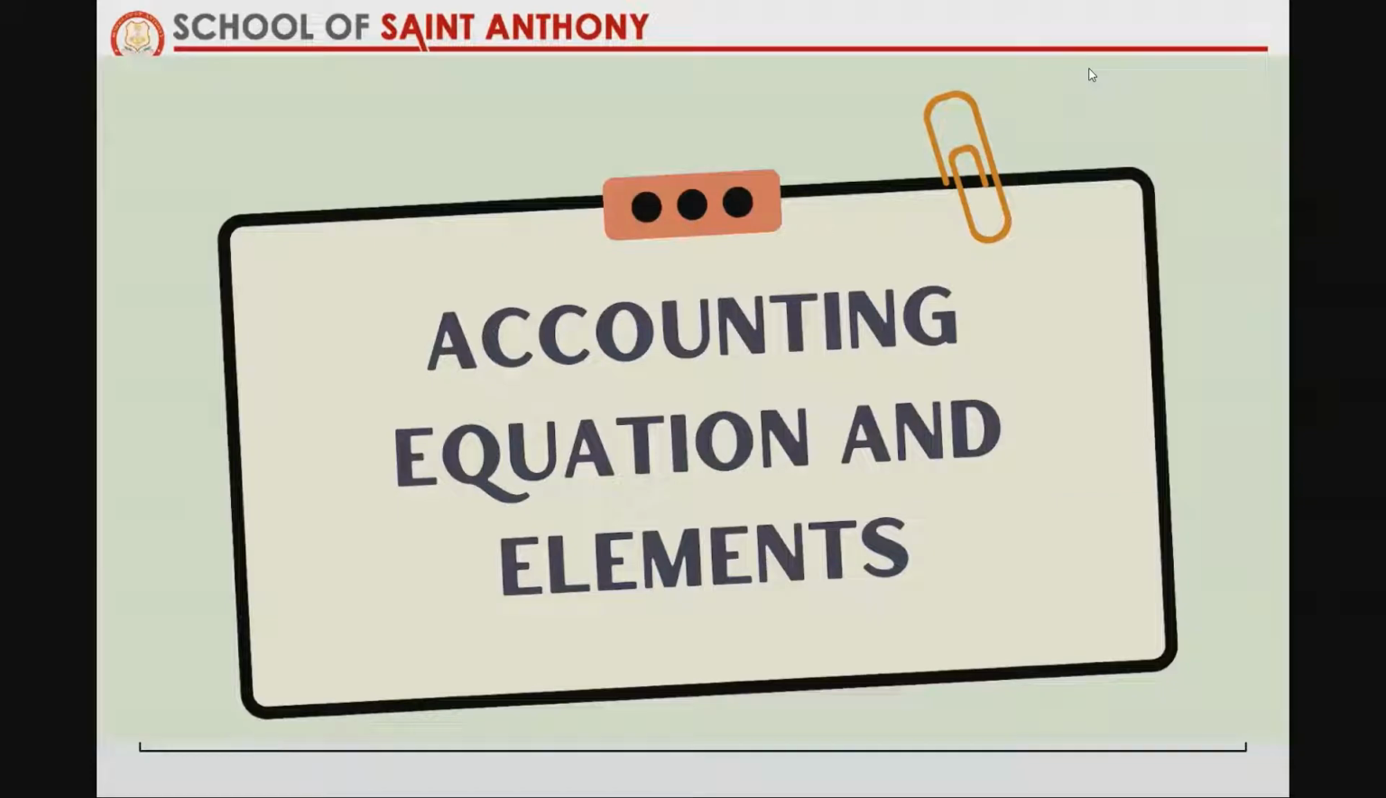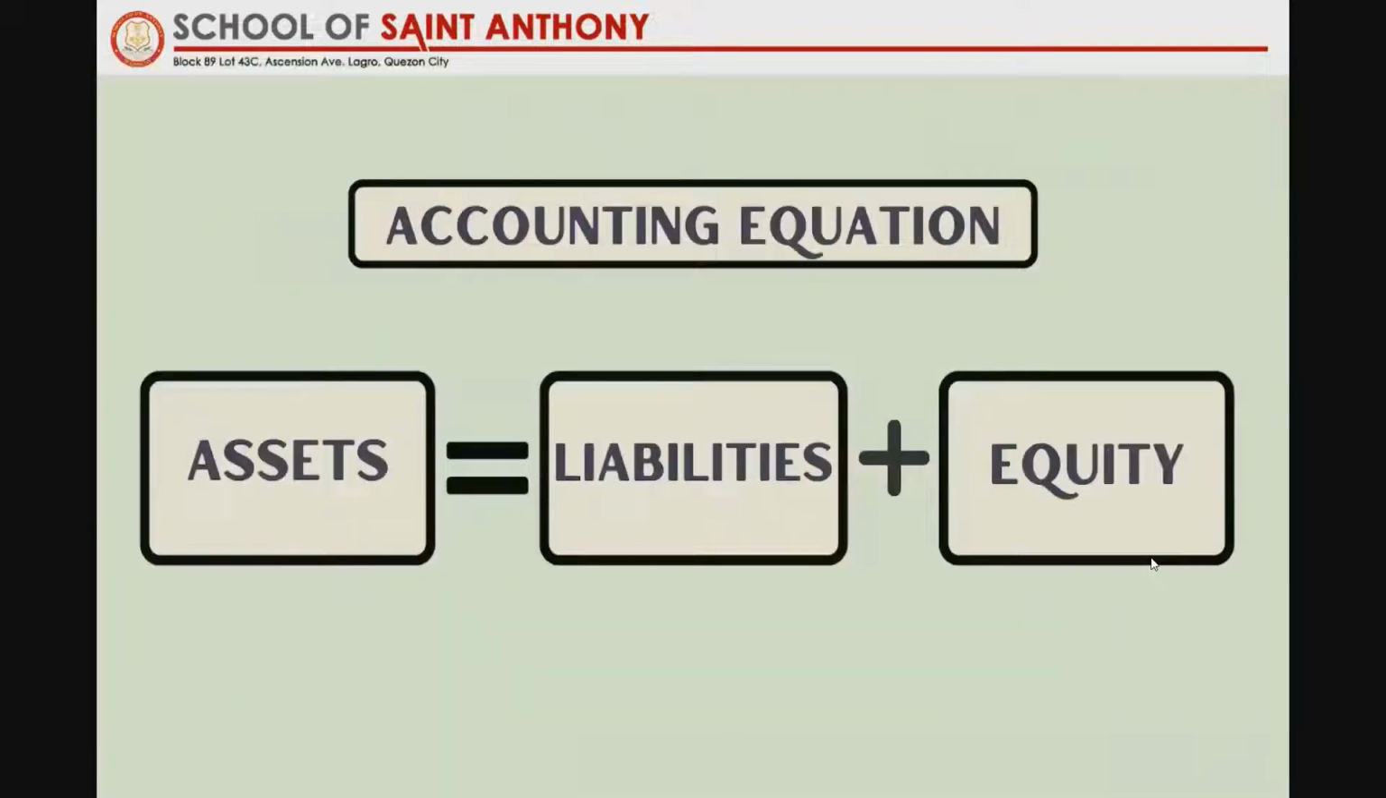In this video, we will discuss the accounting equation and accounting elements. So what is the accounting equation and what are the accounting elements? First, the accounting equation. This is the accounting equation: assets is equals to liabilities plus equity. Again, the accounting equation is assets is equals to liabilities plus equity.